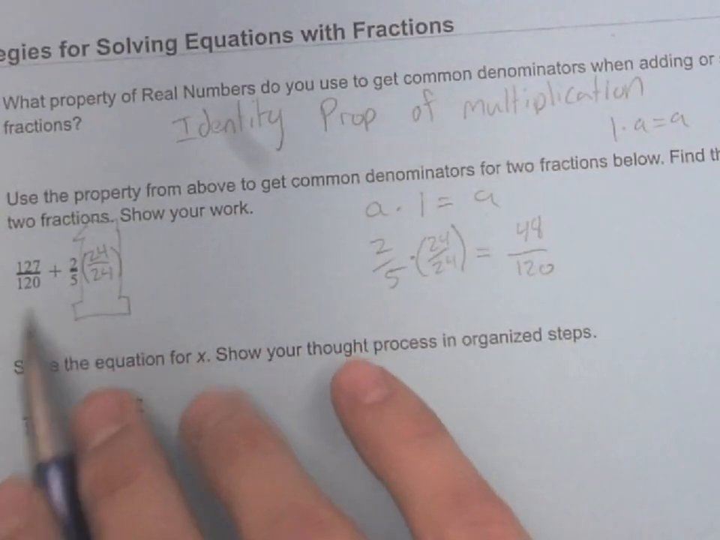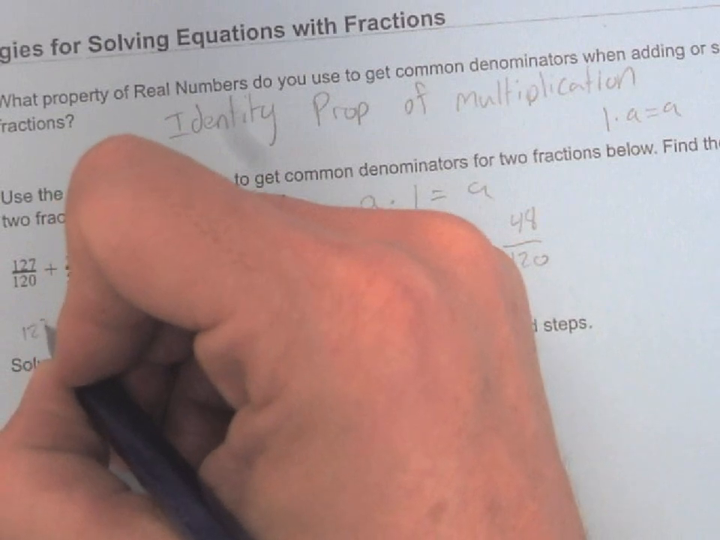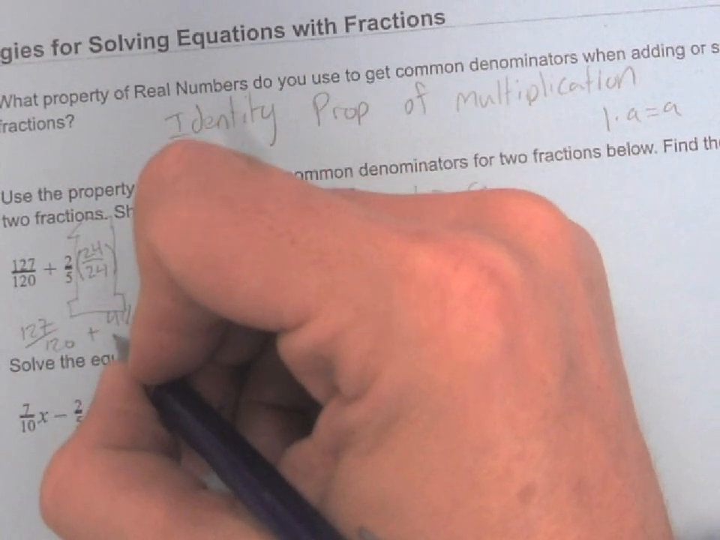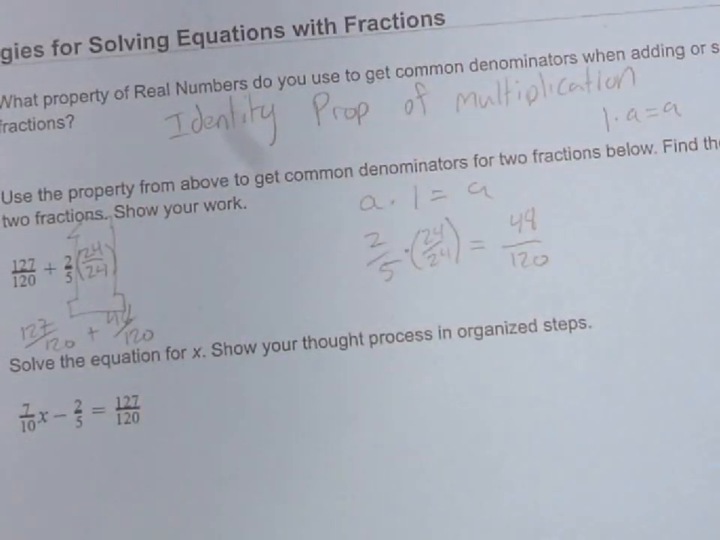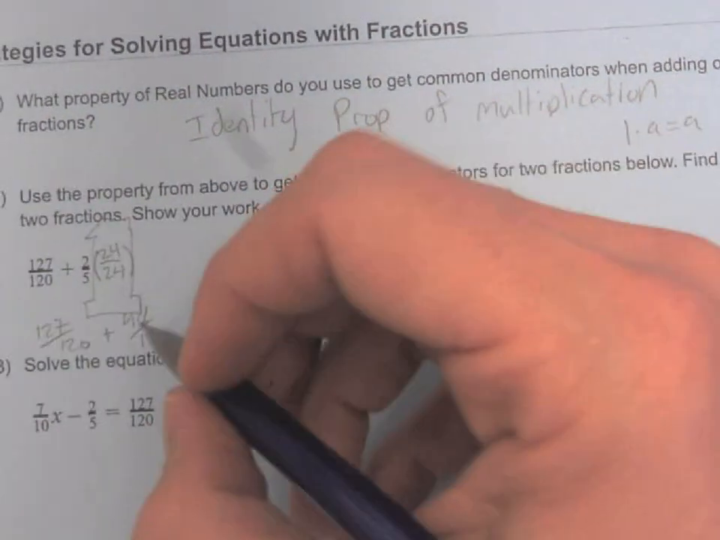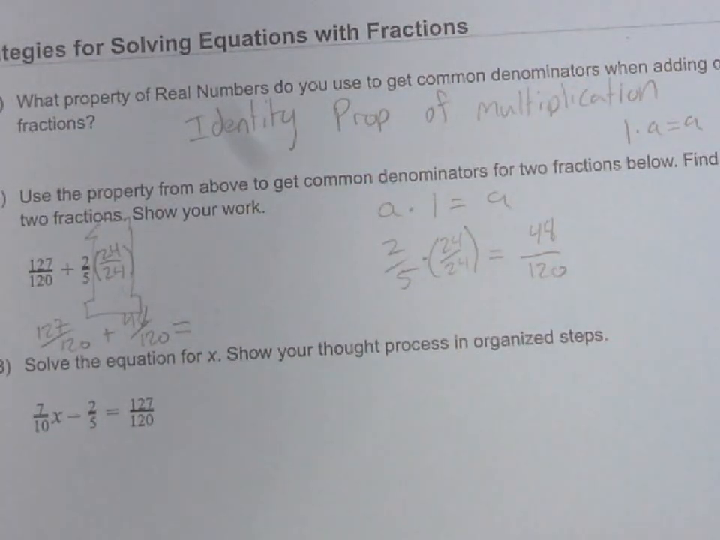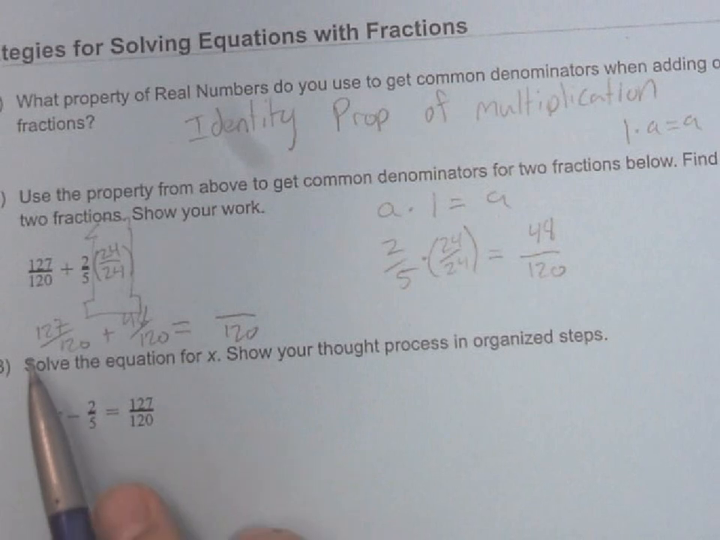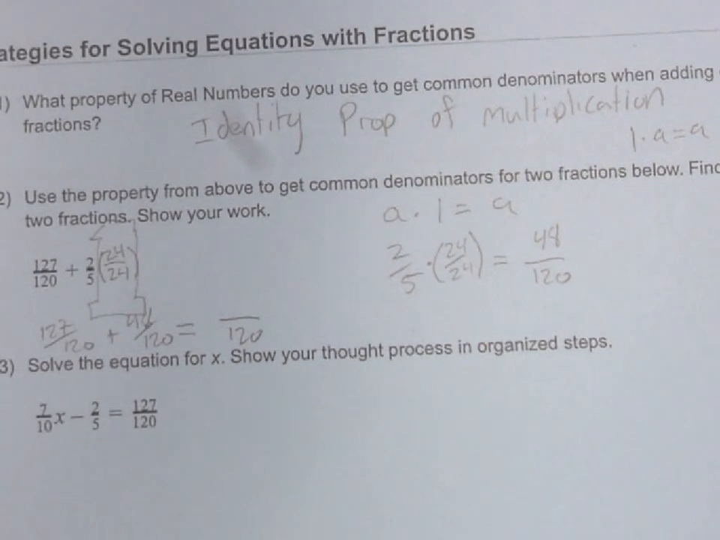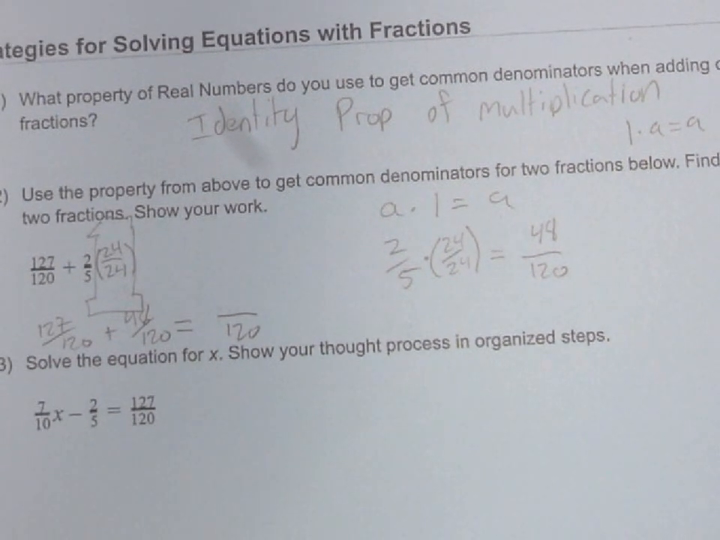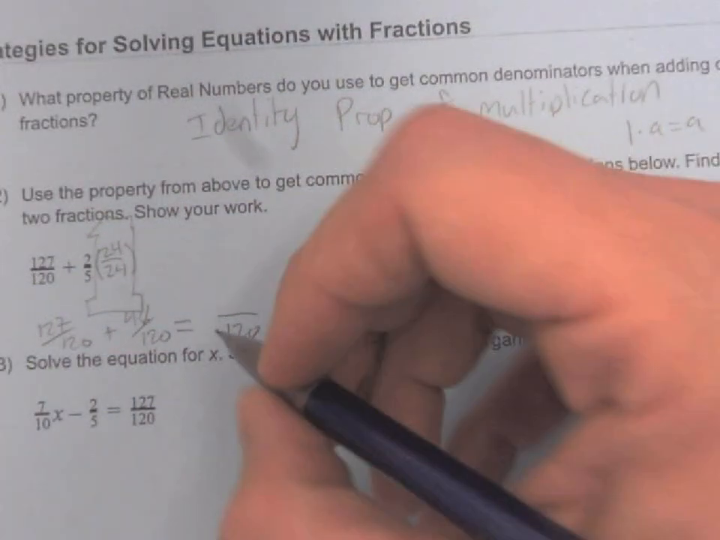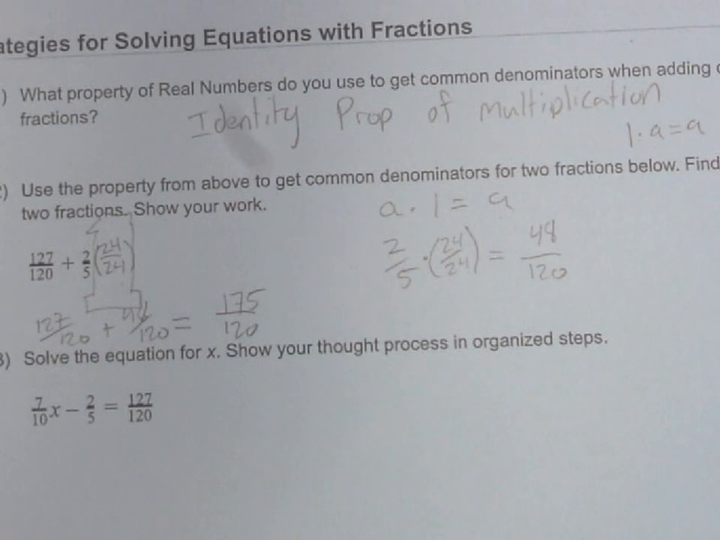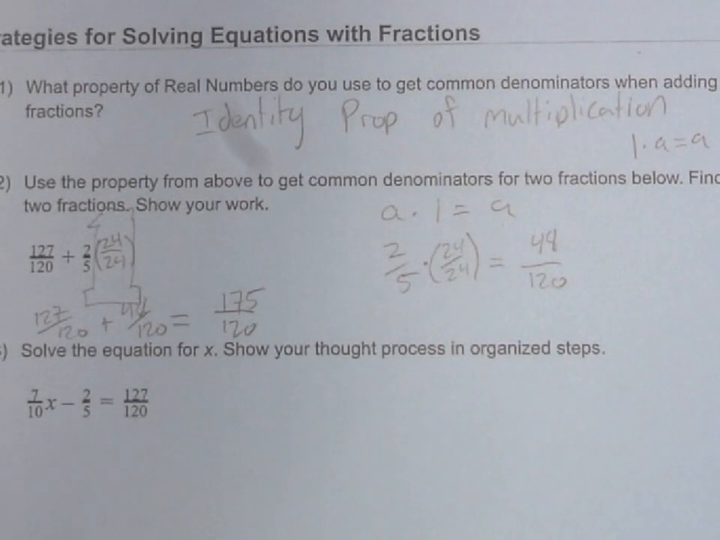So going back to this problem over here, what we have is 127 over 120 plus 48 over 120. When we have two fractions and we're adding them together and they have the same denominator, we just keep that common denominator and then we add the tops. 127 plus 48 is going to be, I think, 175. And now the last step here, of course, would be to simplify. So now we have to see what goes into both of them.